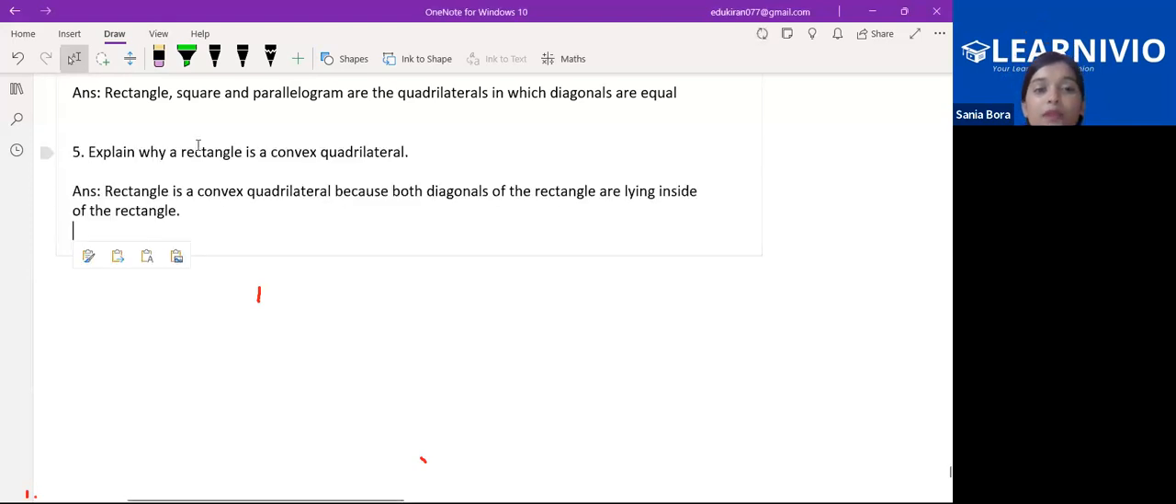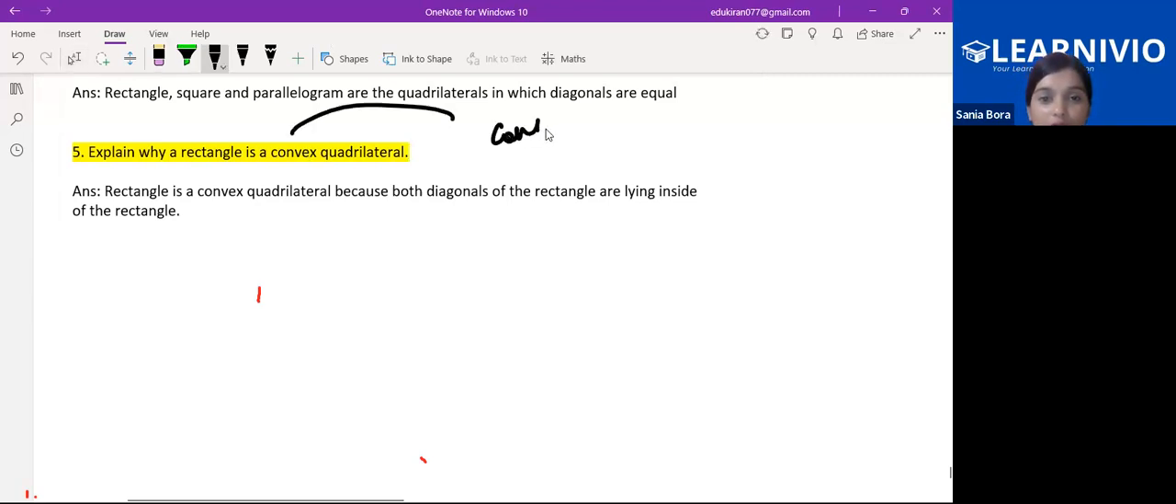So, explain why a rectangle is a convex quadrilateral. A rectangle is a convex quadrilateral because the diagonals of a rectangle lie inside the rectangle. That's why it is a convex quadrilateral. In case instead of convex I had written concave, then it would be concave because the diagonal lines are outside. So if diagonals are lying outside, they are concave, and if they are inside, then it is convex. Clear to everybody? Yes, ma'am. Any doubts?